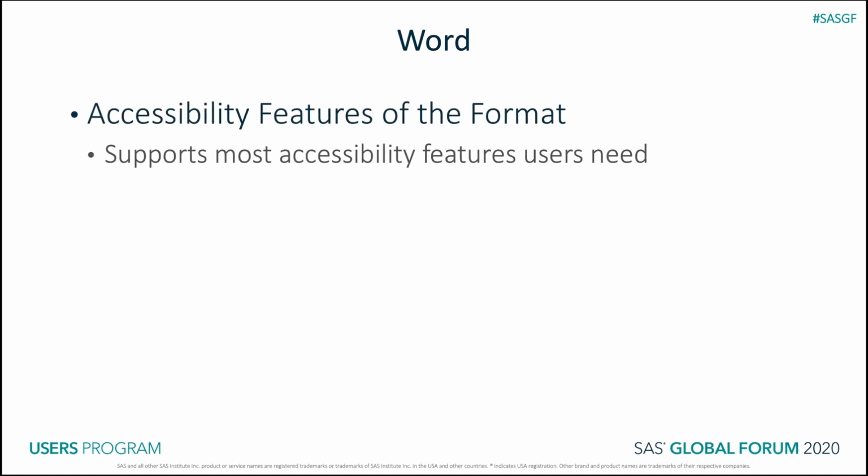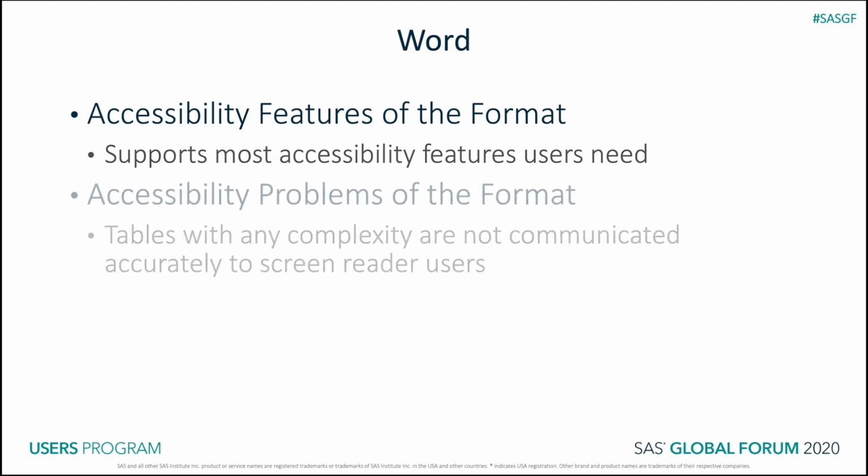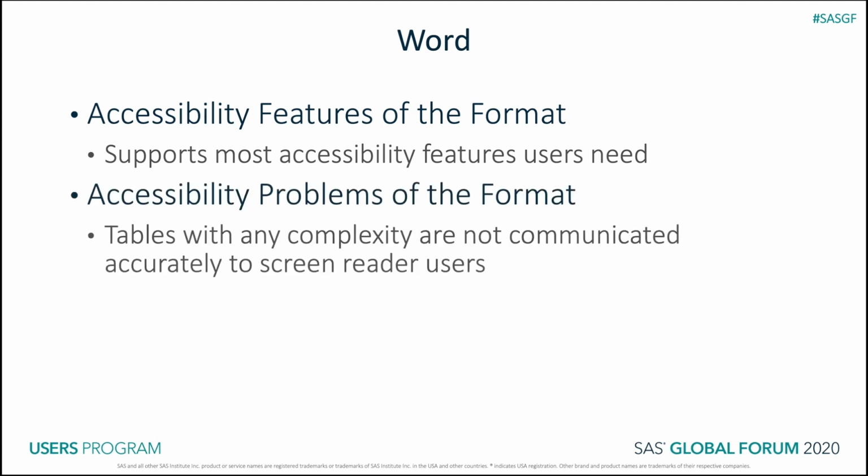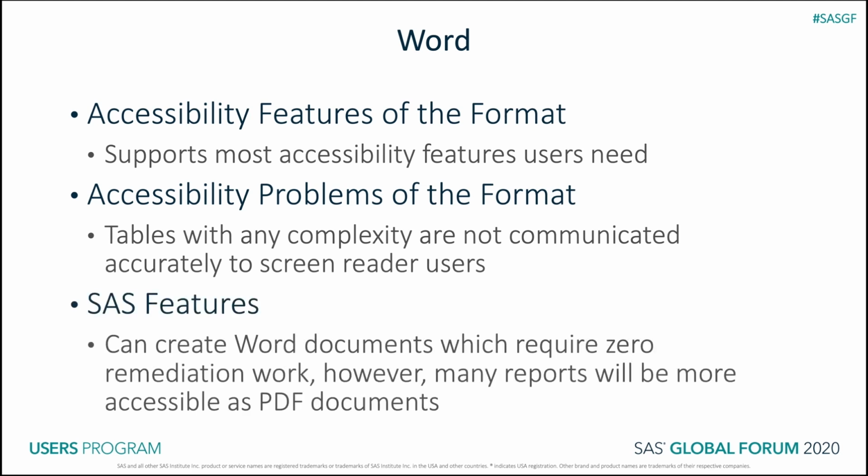So let's look at some of the more specialized formats, like the Word format. Word supports most of the accessibility features users need. It can do things like good document structure, like headings and tables and graphs and so forth. You can start to run into some problems, though. If your tables start to get relatively complex, sometimes the complexity of the table in terms of what headers go with what cells isn't always communicated to screen reader users. You'll often find some problems, especially if you get multiple rows of headers or multiple columns of headers. Sometimes it can start to fall down, but for simple tables, it does relatively well.